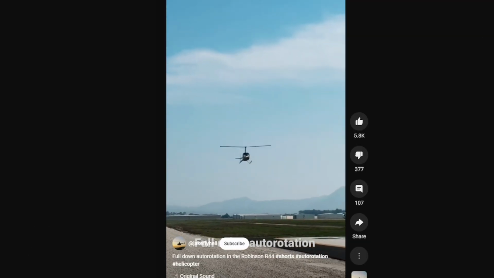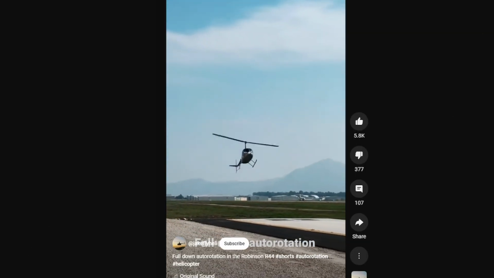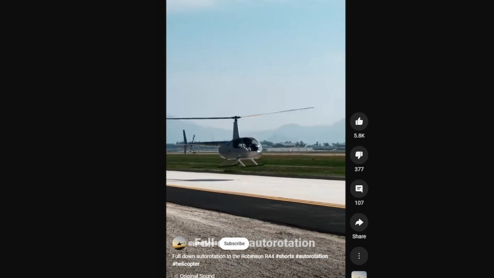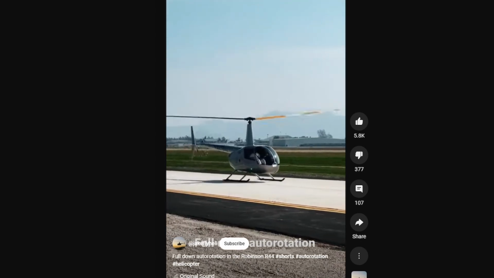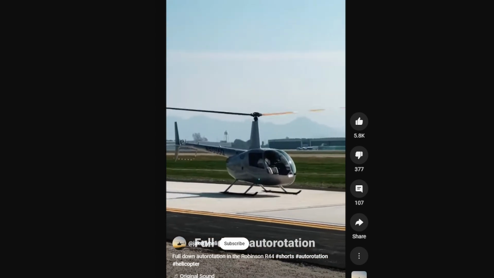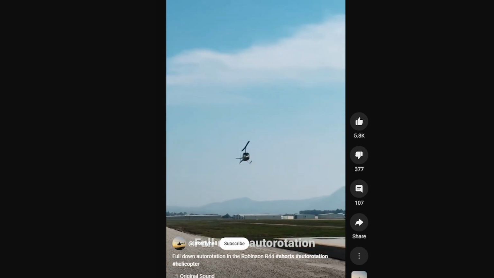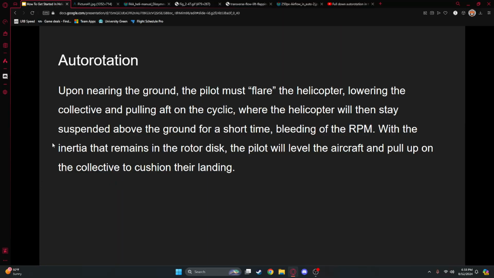So here's an example here. There's an R-44. There's his flare. Collective down. And he sort of cushioned it. He still had some forward airspeed there, but that's okay. You probably heard there the engine was still in fact running. For training purposes, you're not going to actually turn off the engine during an autorotation. That's just for safety. But in the real deal, you're not going to have an engine.